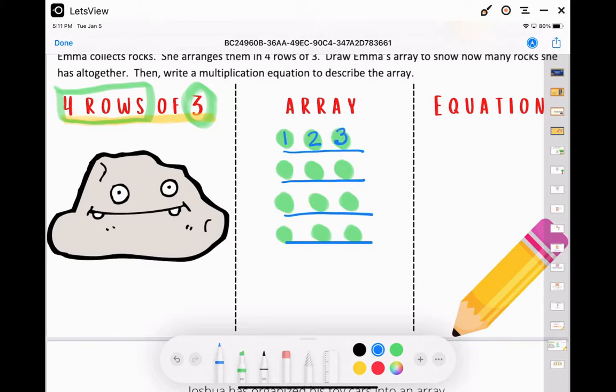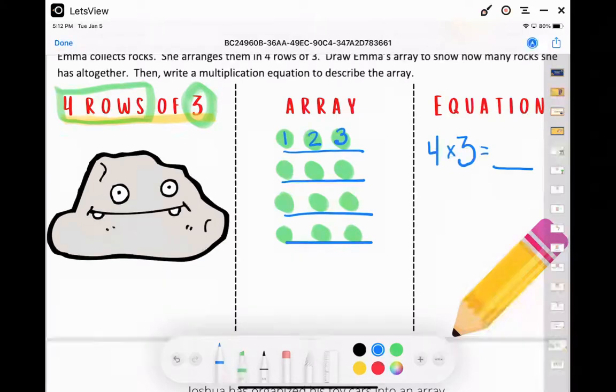Now, the next thing that you were asked to do was to write an equation that represents our problem. We know that our first factor is the number of rows, which is 4. We also know that the next factor is the number of items in the row, which is 3. The only thing left to find is what is the product, or how many total rocks does Emma have.